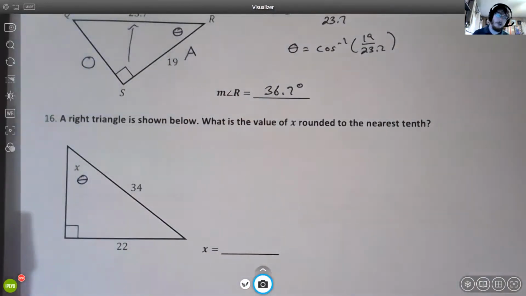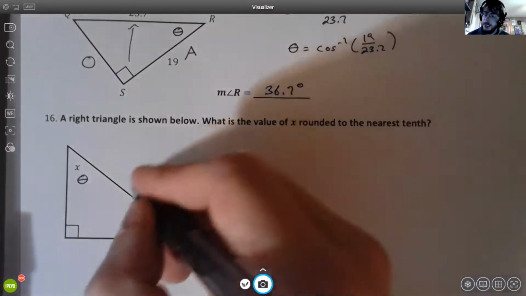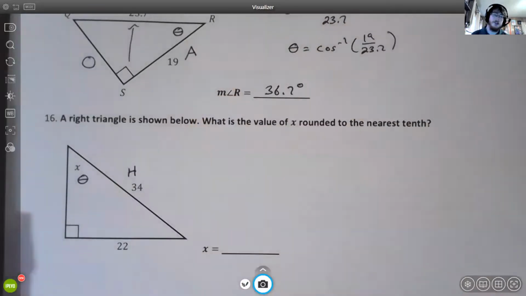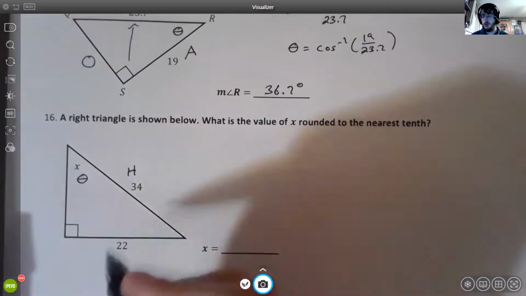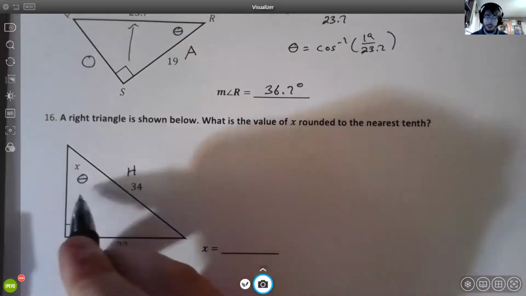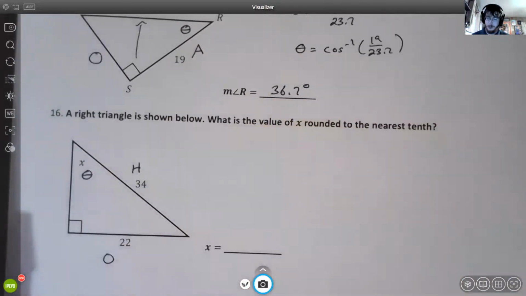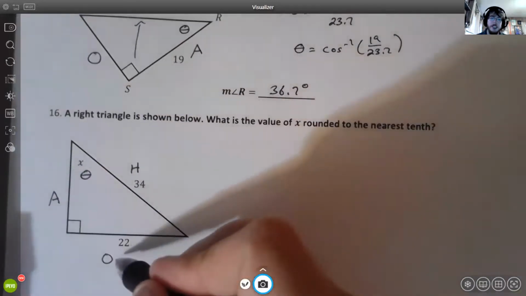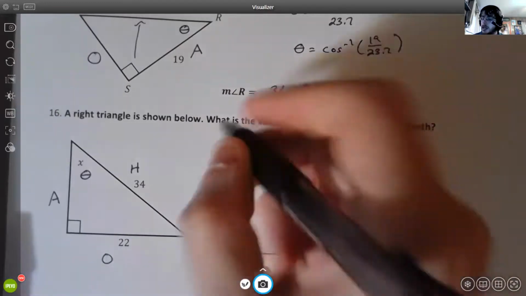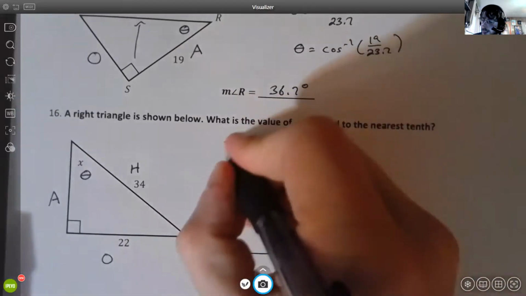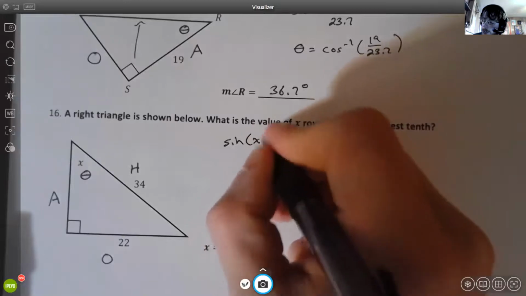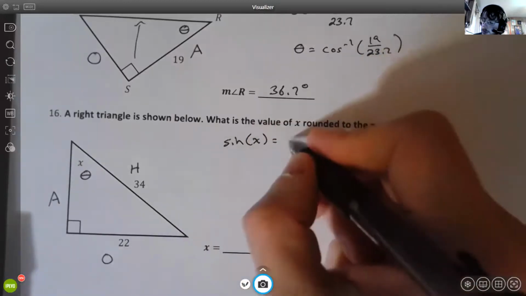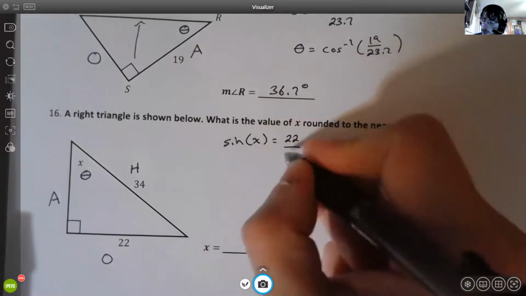We're going to label our opposite, adjacent, and hypotenuse. 34 is opposite the right angle, so it's our hypotenuse. 22 is on the side that does not touch theta, so that's our opposite, and then our blank side is the adjacent. We have our opposite side and our hypotenuse. The trig function that deals with that is sine, so sine of X is equal to opposite 22 over hypotenuse 34.